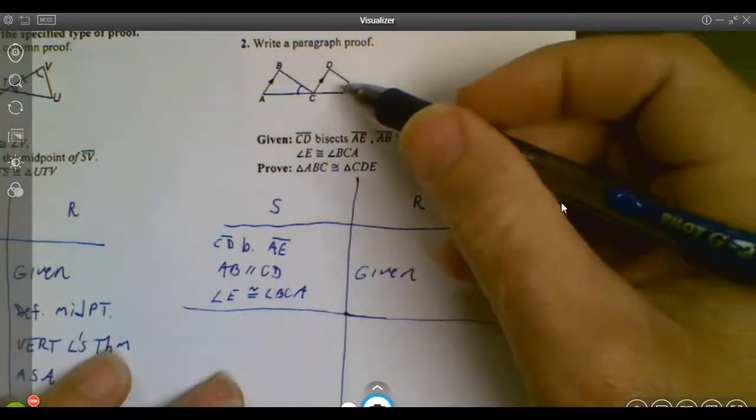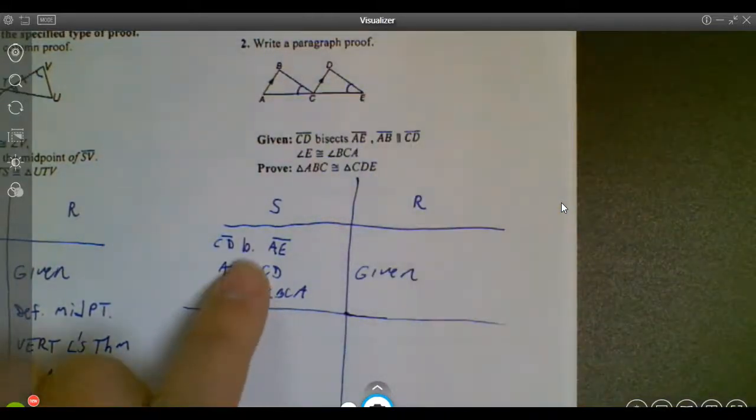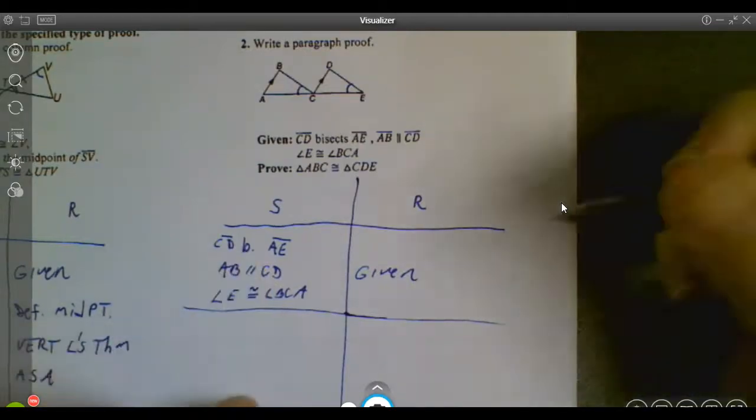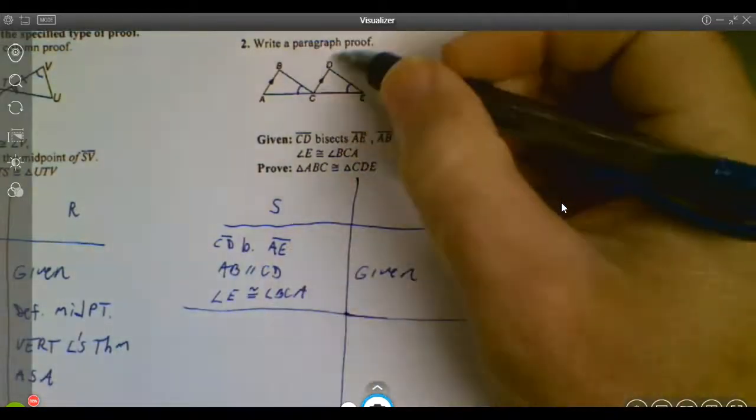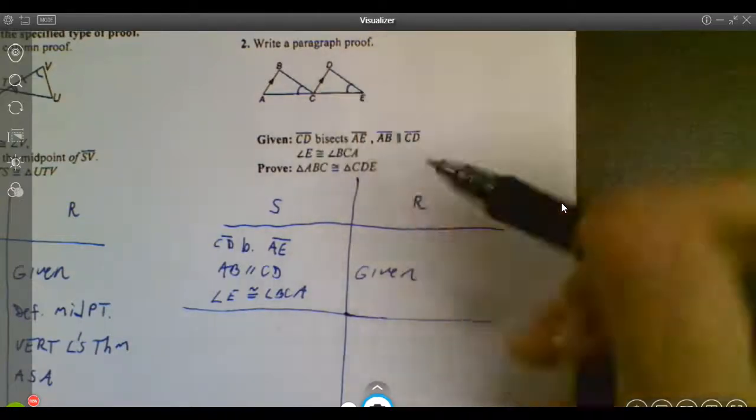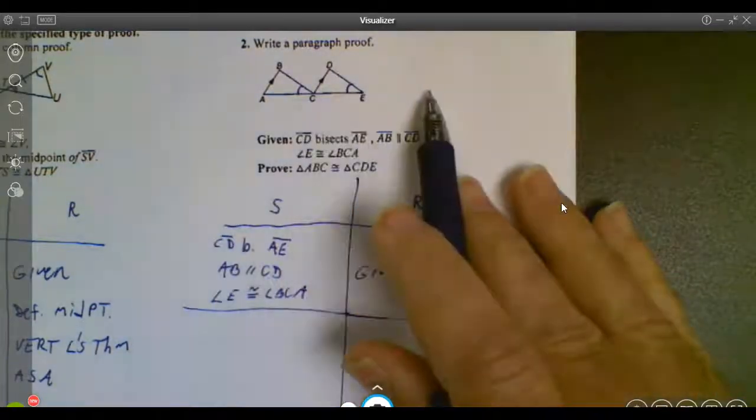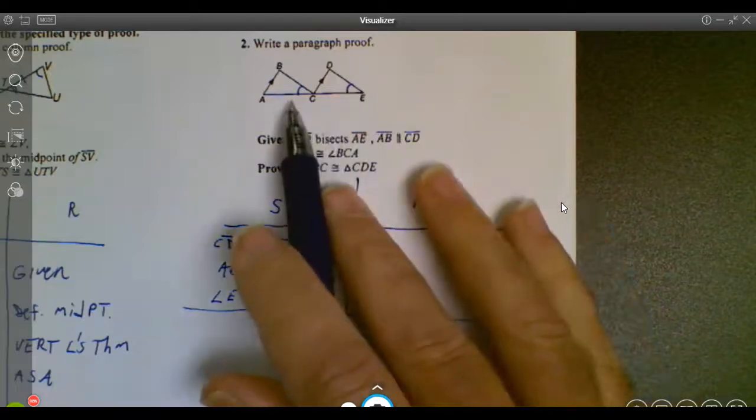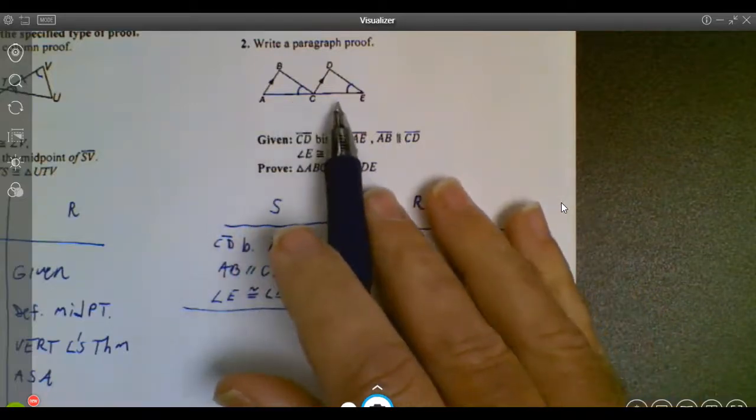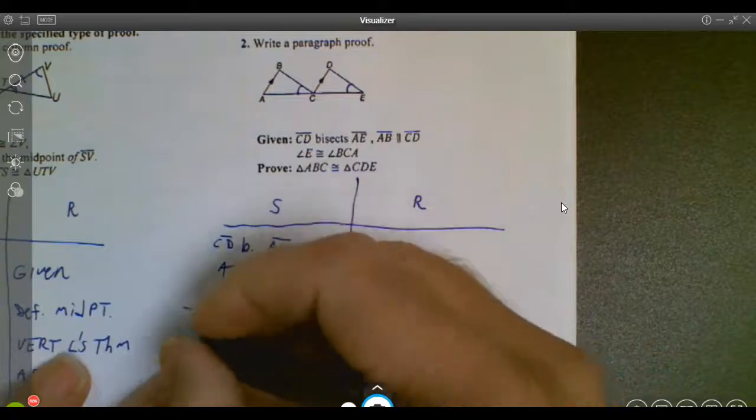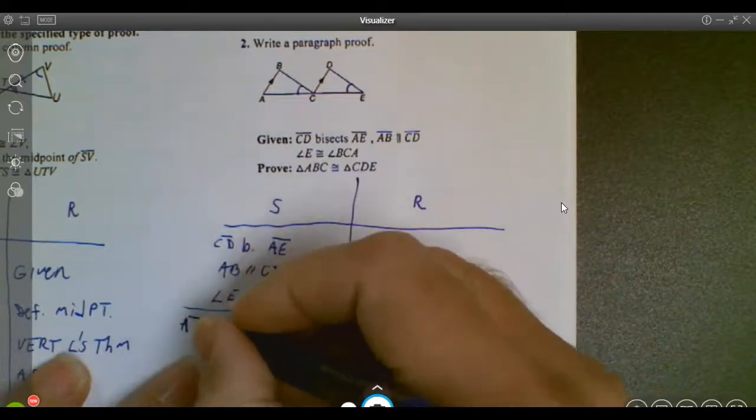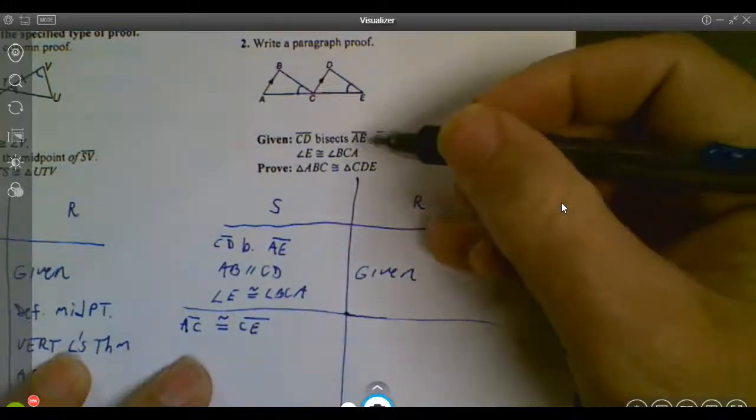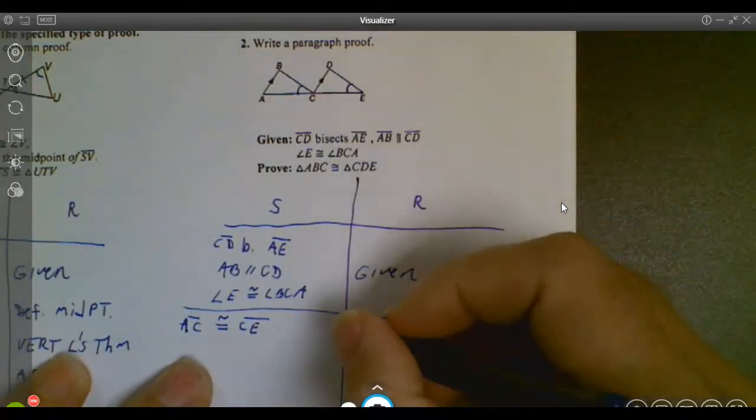Again, I can go based on my diagram, or I can go based on what we've said already in our given. Let's just start with the given. So if CD, so here's CD. So if this segment is bisecting AE, that means AE is getting cut in half. So that tells me that AC is congruent to CE, by definition of segment bisector.